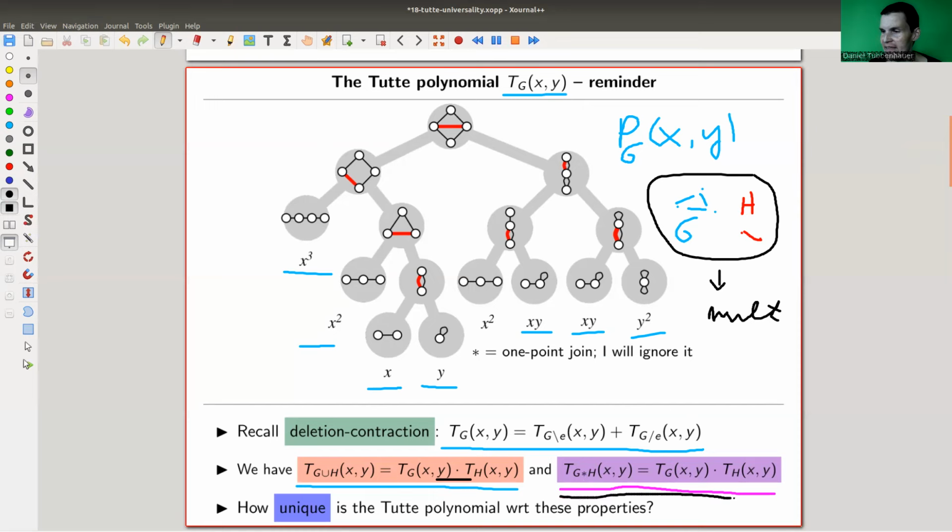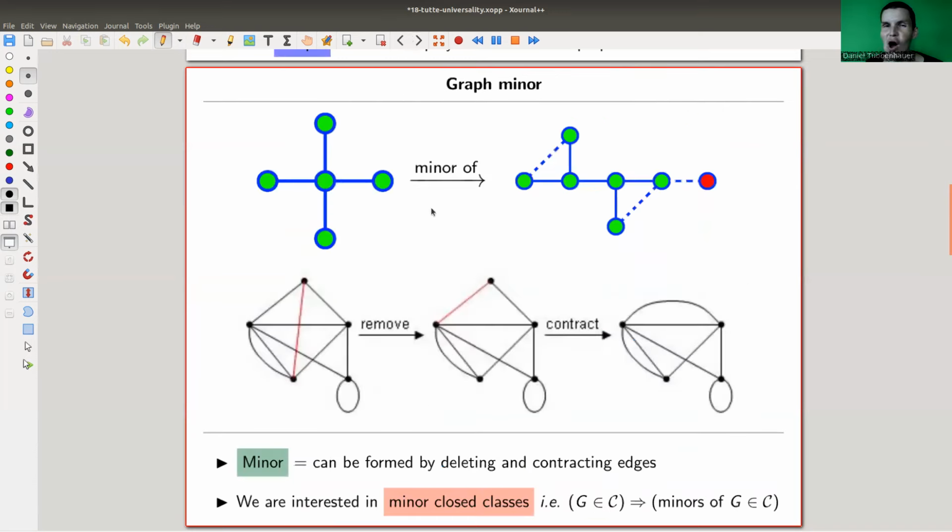As I said, I will need this one as well, so you need it to get the statement correct, but ignore it. The point is that it is defined on connected components, and then if you have a non-connected graph, you just multiply, and otherwise you have this deletion and contraction property. And we want to investigate how unique this polynomial actually is. In some sense, was it a coincidence that it was discovered, or could we have discovered it instead of Tutte? We'll see.